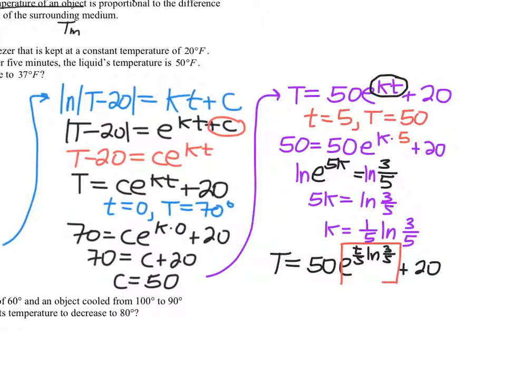This part cleans up kind of nicely. You get 50. The T over 5 coefficient is going to go up and become the exponent of 3/5, but then e and ln will cancel each other. So you're just going to have 3/5 to the T over 5 power.